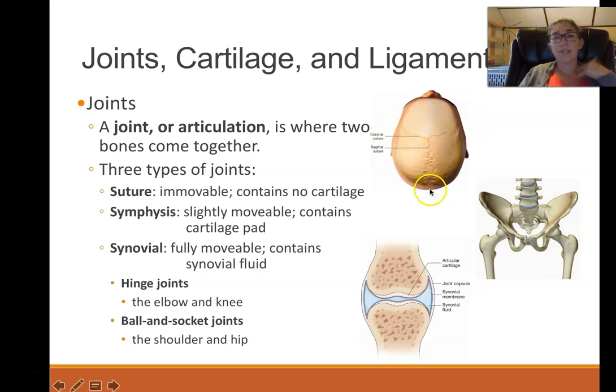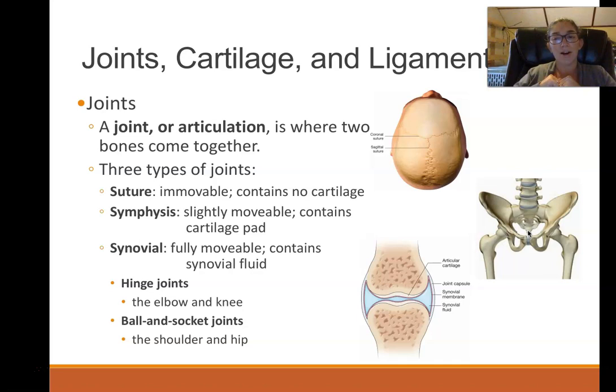A symphysis is a slightly movable joint that contains a cartilage pad. The pubic symphysis here is a good example. Also, each of these joints in the vertebrae are also symphyses. So it's two bones with a piece of cartilage in between, and it can move just a little bit. So the spine, since there's 24 of them, each of those little movements add up because it's long.